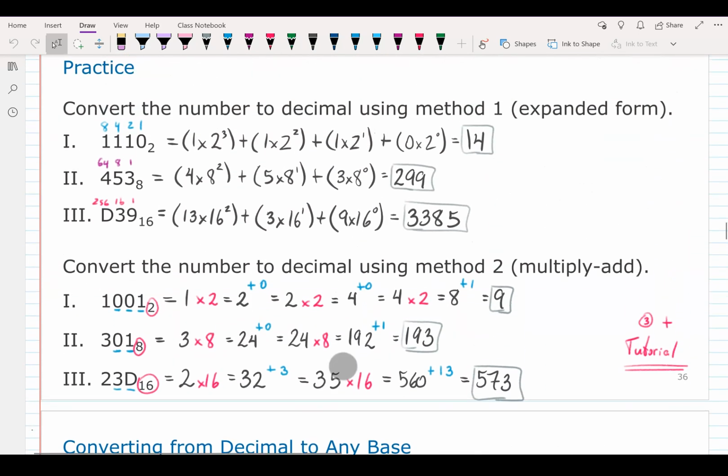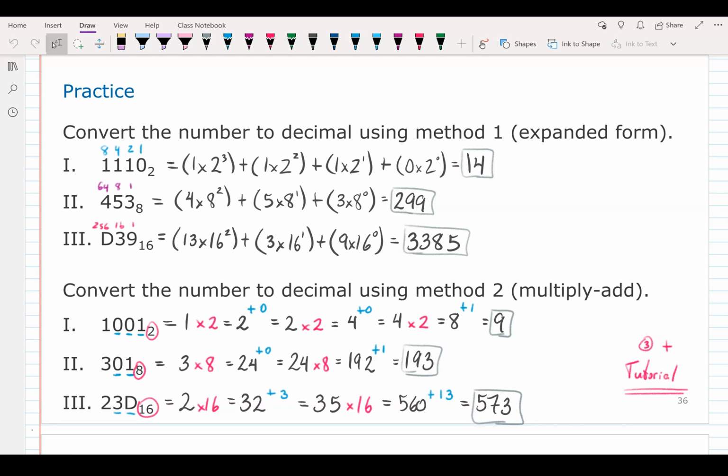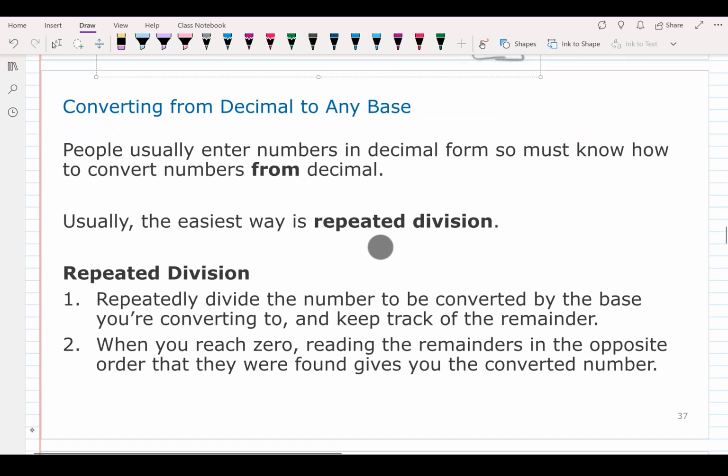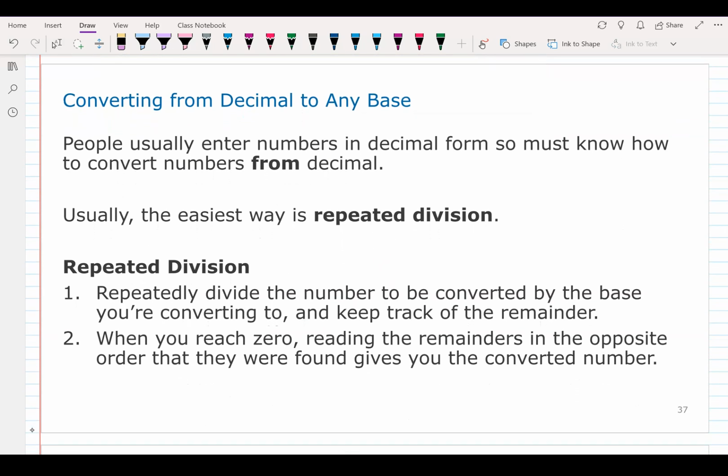So we're coming hot off the heels of converting from any base to decimal, which is actually very, very easy. The only method you ever really need to use is expanded form. But the last thing we did was the multiply add rule, which you can also use to get to decimal. What we're doing today is kind of the opposite, but the operations are quite different, because we're going from decimal to a base. And that base could be anything from binary or octal or hexadecimal.